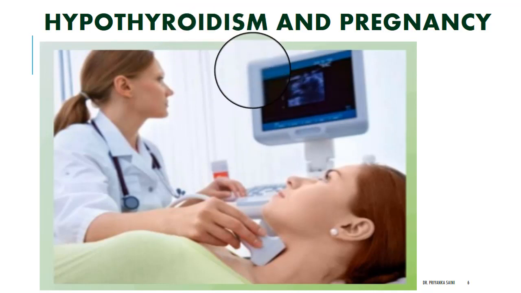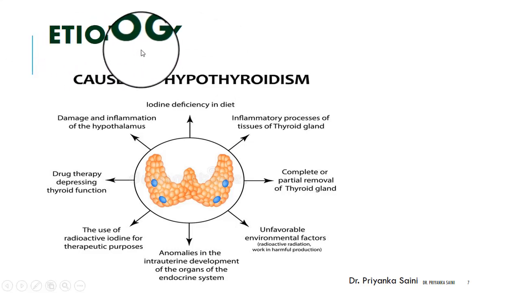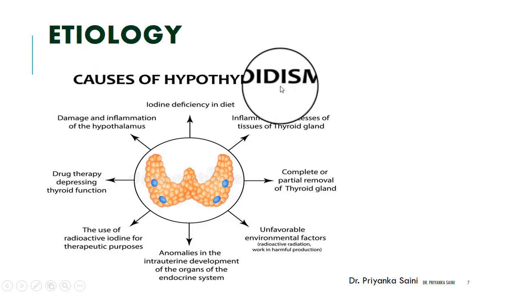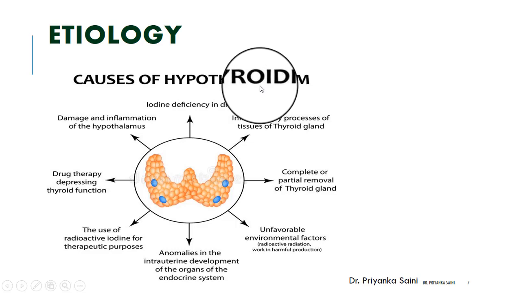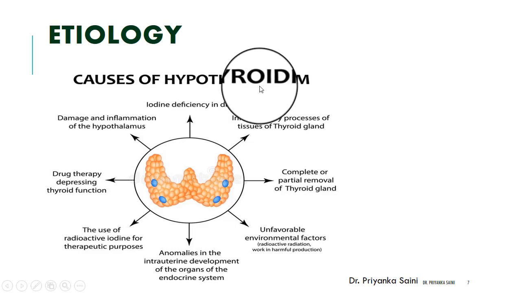Now next, we will discuss the basic etiology of hypothyroidism, that is, what are the causes of hypothyroidism. The first etiology is autoimmune diseases. The most common cause of hypothyroidism is an autoimmune disorder known as Hashimoto's thyroiditis. Autoimmune disorders occur when your immune system produces antibodies that attack your own tissues. Sometimes this process involves your thyroid gland. So this was the first reason.